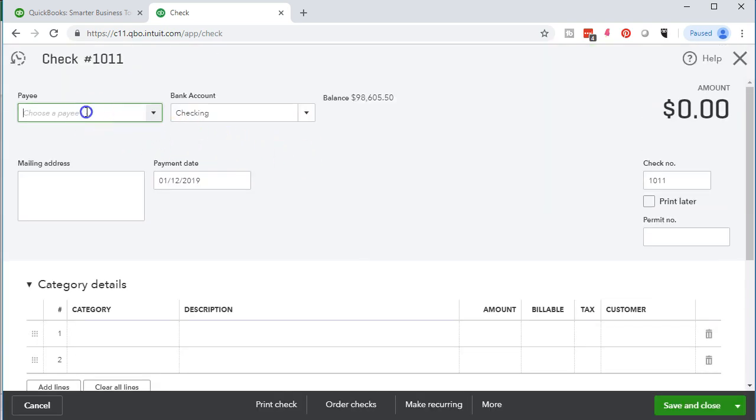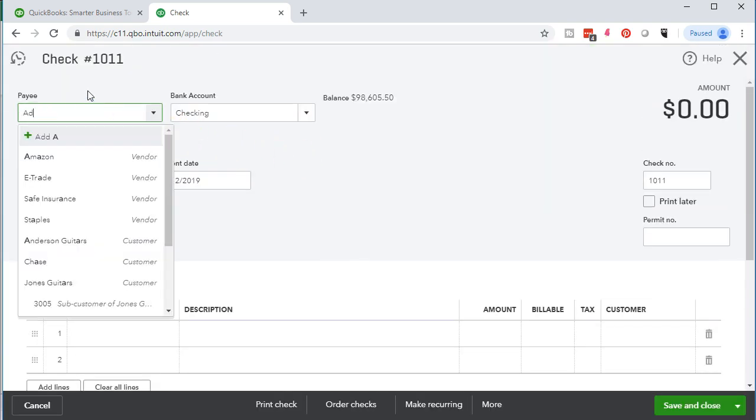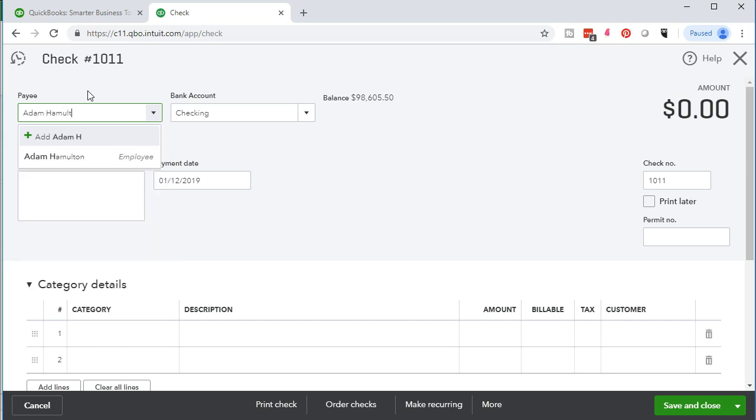We're going to write it to our employee, which is going to be Adam. So we're going to say Adam Hamilton. So Adam Hamilton. And add that. It's going to come out of our checking account. We're going to say that the date is 01/31/19, the end of the month.